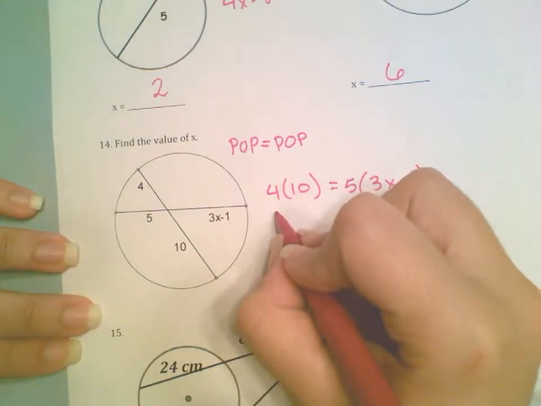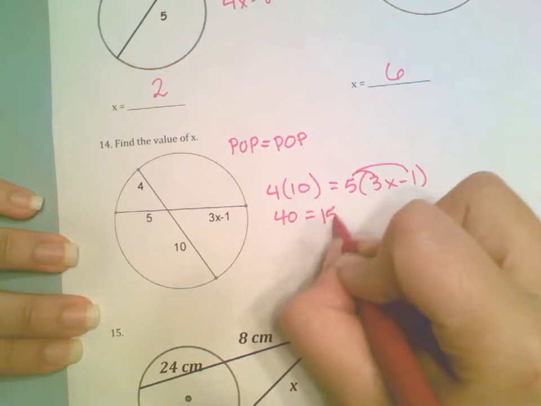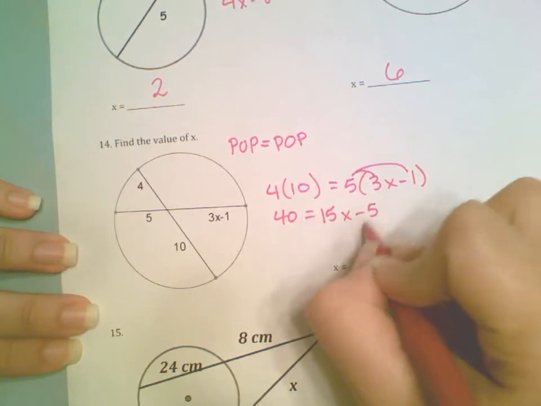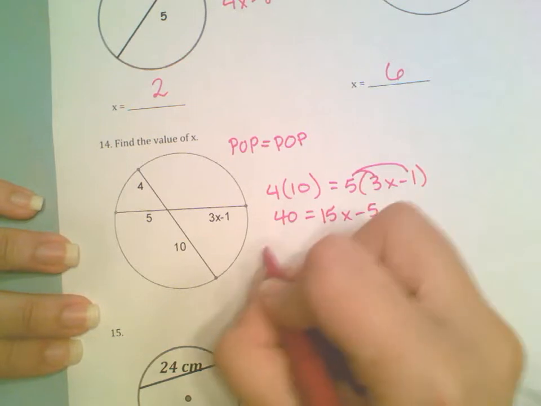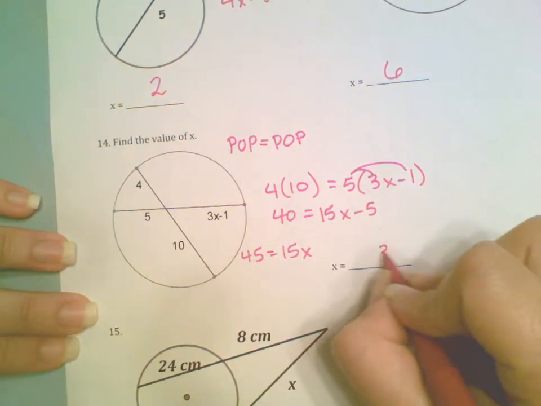So then we can say 40 equals 15x minus 5. I'll add 5 to both sides to get 45 equals 15x, so x must be 3.